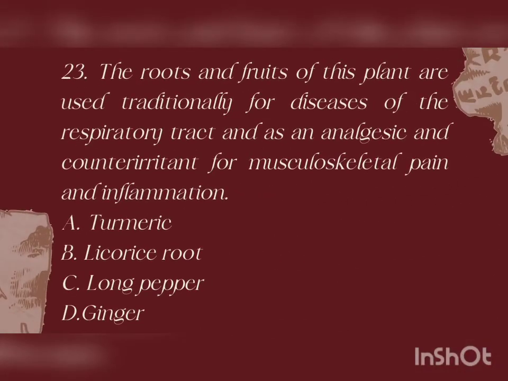Number 23. The roots and fruits of this plant are used traditionally for diseases of the respiratory tract and as an analgesic and counter-irritant for musculoskeletal pain and inflammation. A. Turmeric. B. Licorice root. C. Long pepper. D. Ginger.